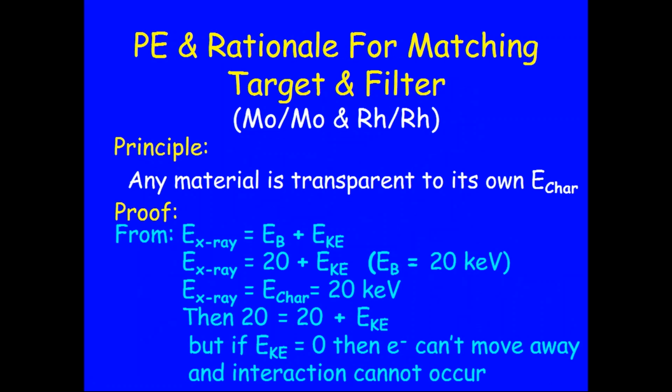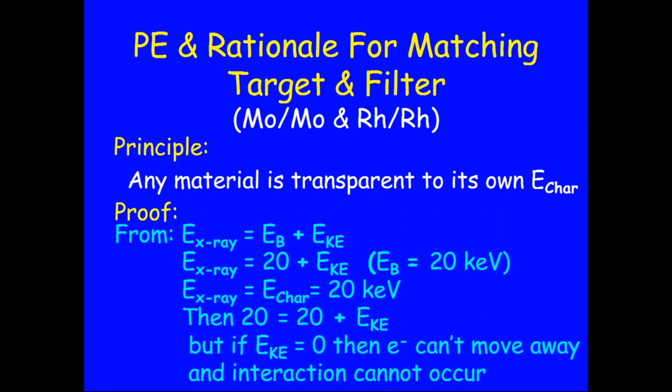I had given you a statement when we were looking at mammography and the choice of target and filter materials in mammography. I had made a statement when we looked at that, which I did not prove at the time, but I'm going to prove now based on the photoelectric effect. That statement or principle I had stated was any material is transparent to its own characteristic radiation. But before I prove that, I want to refresh your memories, the background of that statement.